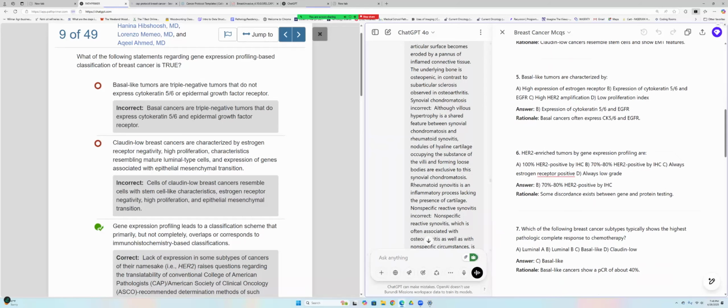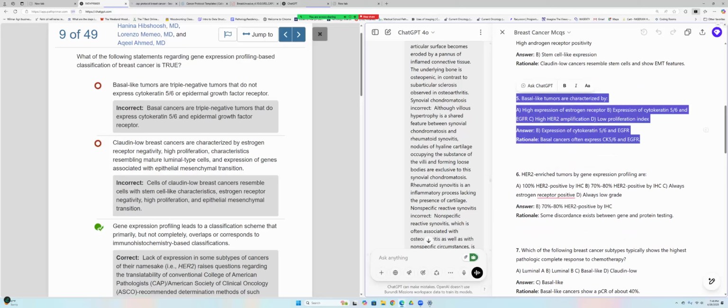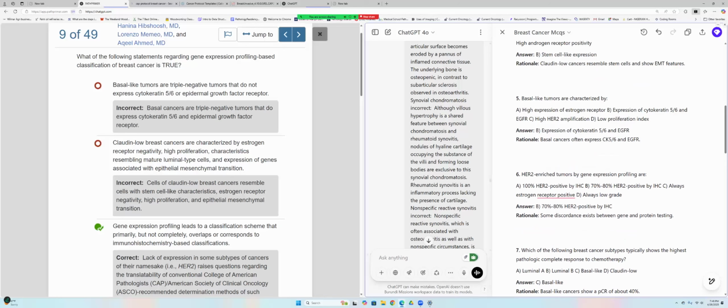The basal-like tumors are characterized by what? Expression of cytokeratin 5 and 6 and EGFR. They are also triple negative, but this differentiates them from other triple negatives. The other triple negatives in breast cancer exist, but basal-like tumors express CK5/6 and EGFR to differentiate them from other triple negatives.